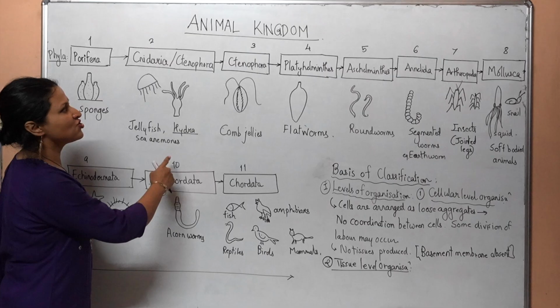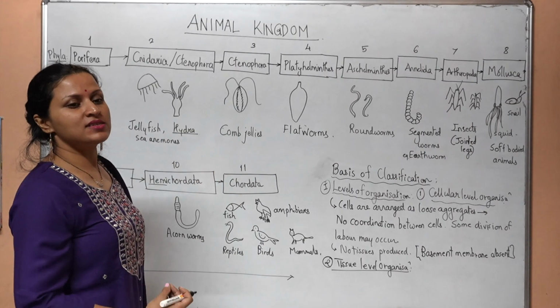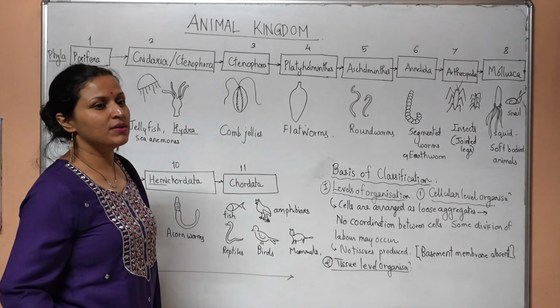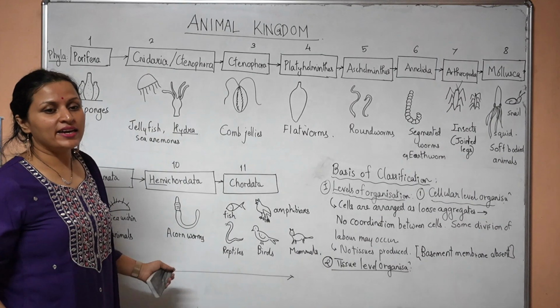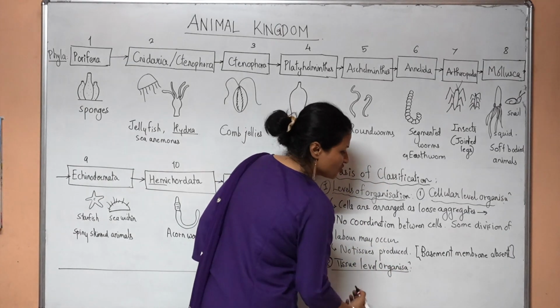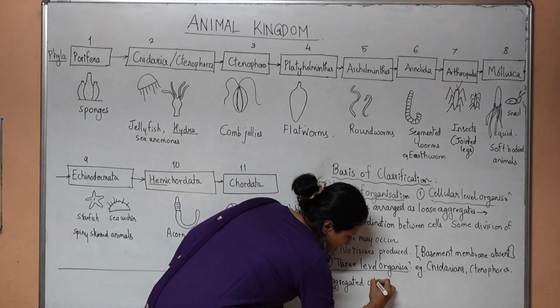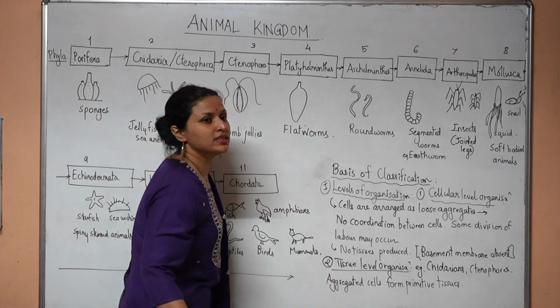The second level of organization is tissue level organization. Tissue level organization is seen in the cnidarians and the ctenophores, wherein the cells start forming primitive tissues by forming a basement membrane underneath, with cell to cell junctions. In tissue level organization, the aggregated cells start behaving like a tissue. Tissue level organization is seen in cnidarians and ctenophores. Aggregated cells form primitive tissues, but no organ is formed.